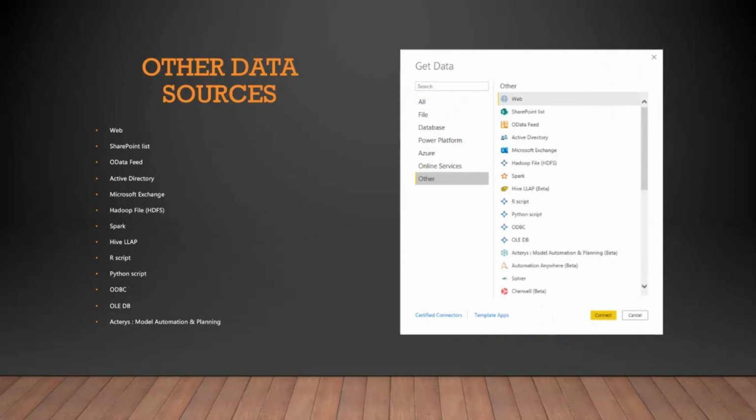Feed, Active Directory, Microsoft Exchange, Hadoop File, Spark, Hive, R Script, Python Script, ODBC, OLE DB. So this is all about the data sources available in Power BI Desktop. Now let's have a demonstration on the Power BI Desktop app.